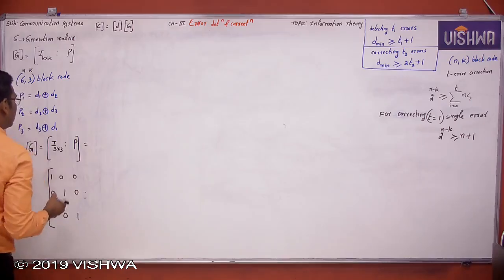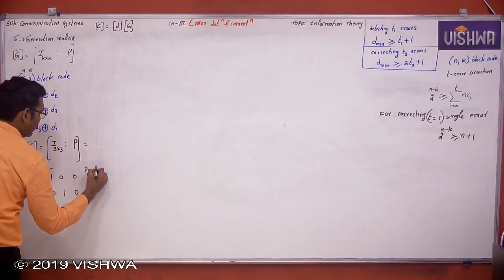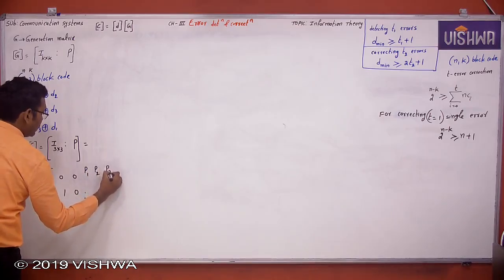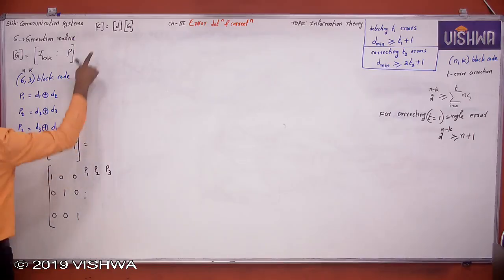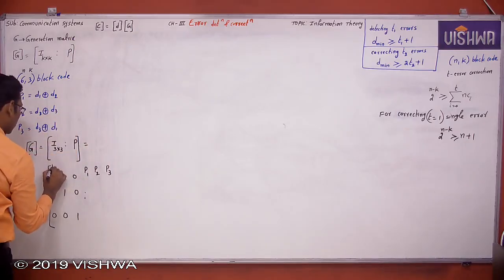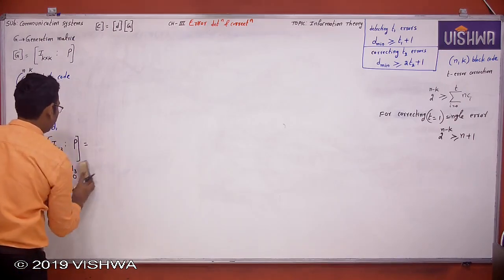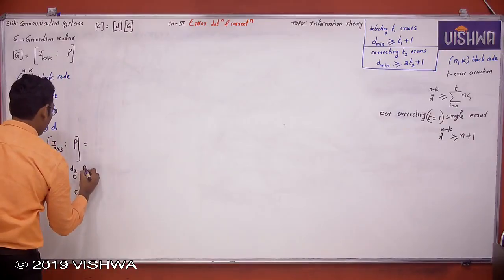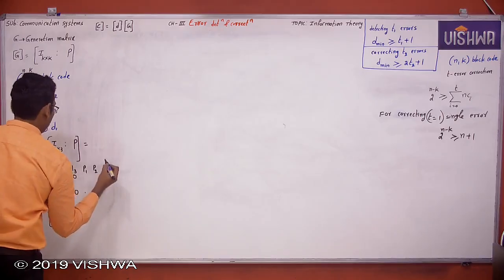And the second part is nothing but the parity matrix. Now the parity equations are P1, P2, P3. This is because C equals D into G, therefore this is D1, D2, D3. Now what is P1? This is P1, P2, P3.